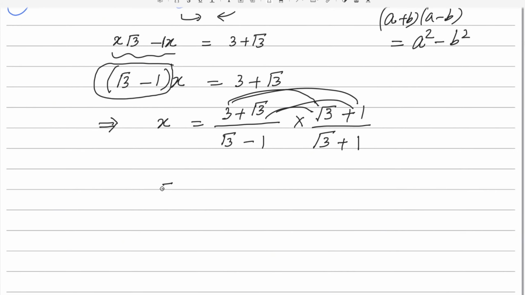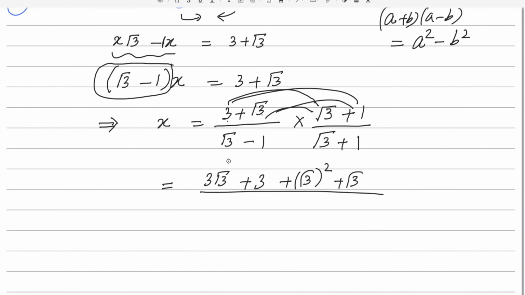So 3 multiplied by square root 3 will be 3 square root 3. 3 multiplied by 1 is 3. Square root 3 multiplied by square root 3, because they are the same, you can make them a square. And this one, square root 3 multiplied by 1, will be square root 3 only.